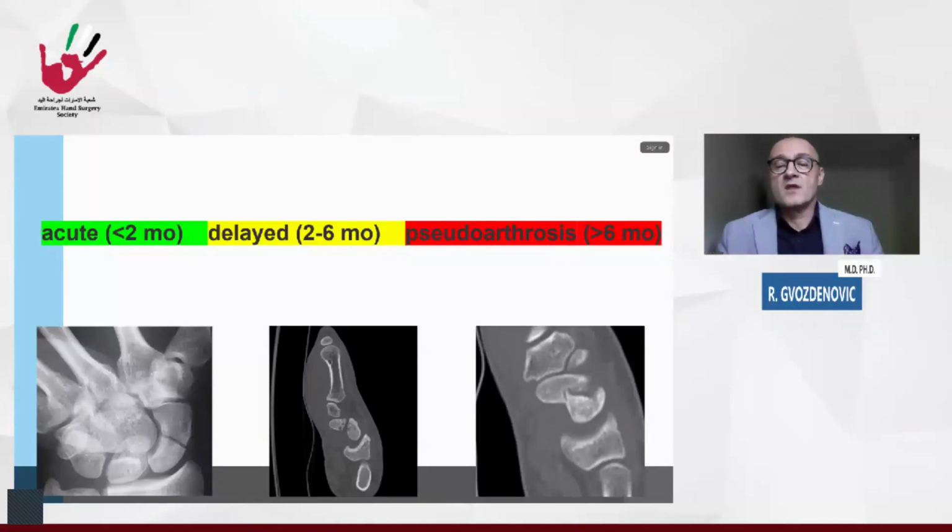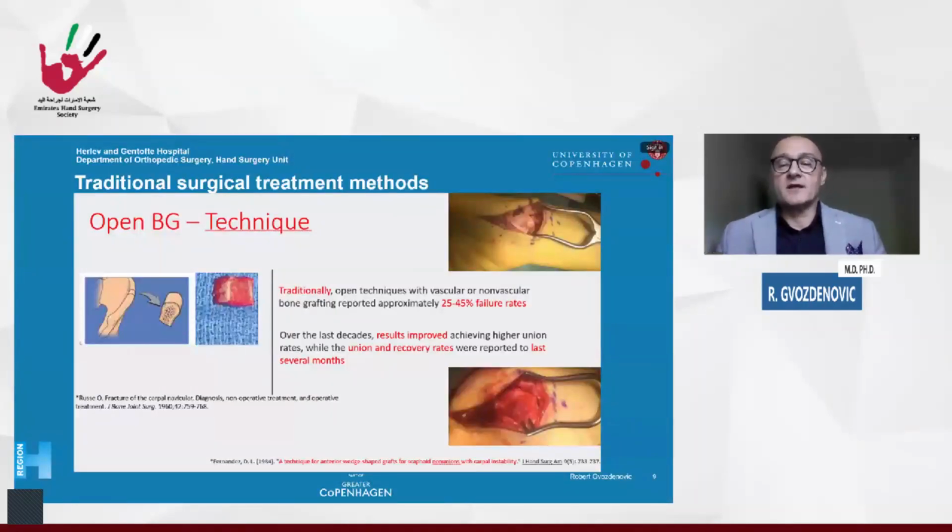where usually some angulations can be seen. Talking about the classical treatment methods, back from the 60s, Matti Russe established the technique, taking the iliac bone graft and putting it into the gap, which has been previously cleaned. In the beginning, no fixation was used, but after some time, surgeons started to use K-wires and screws, and results improved significantly, while the union and recovery can still last several months.